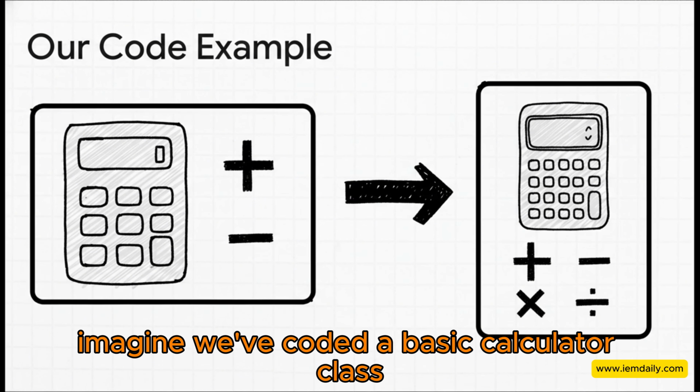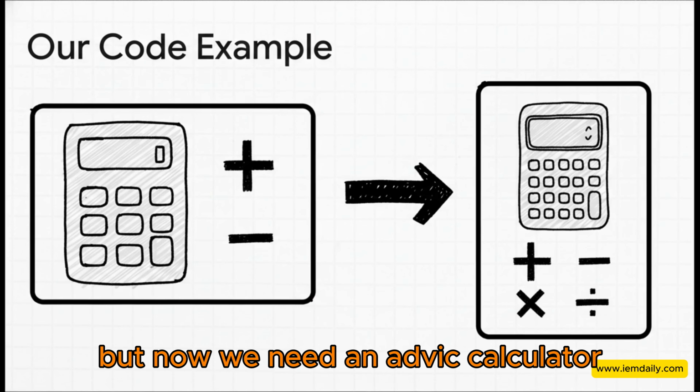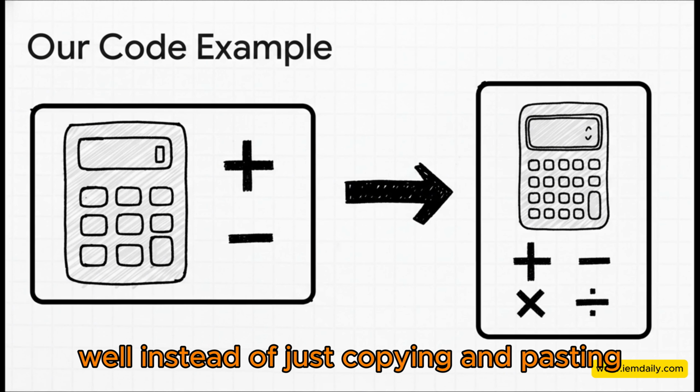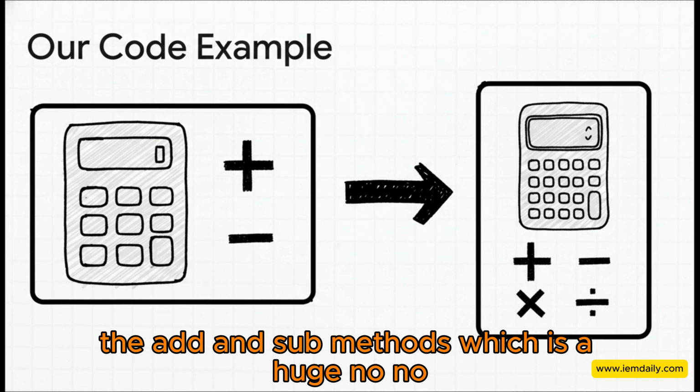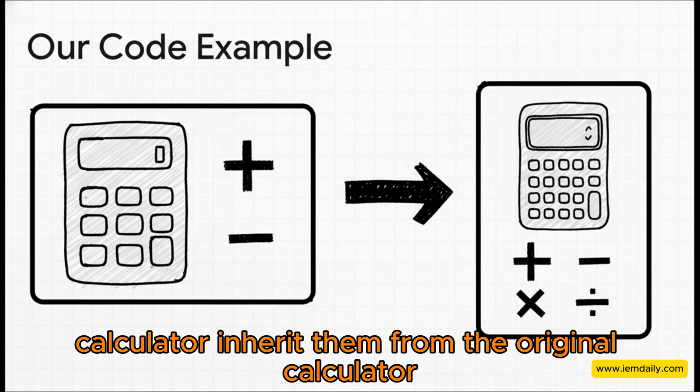Imagine we've coded a basic calculator class. It's simple. It can just add and subtract. But now we need an advanced calculator that can also multiply and divide. Well, instead of just copying and pasting the add and sub methods, which is a huge no-no, we can just have our advanced calculator inherit them from the original calculator.